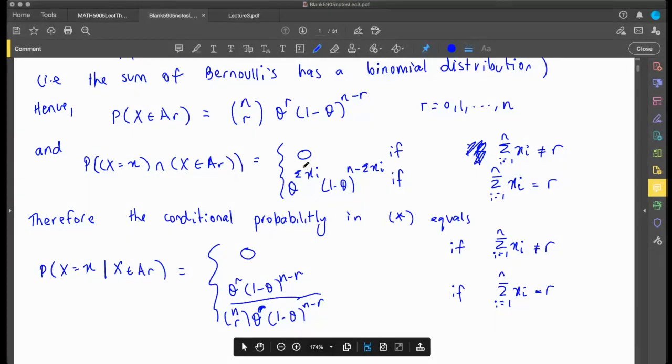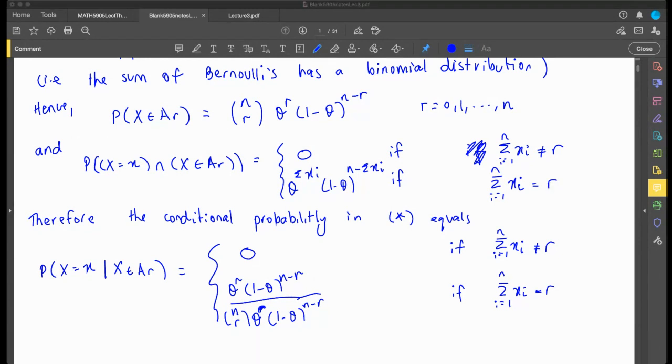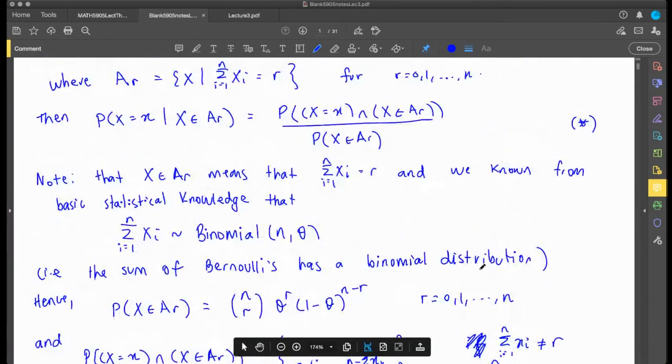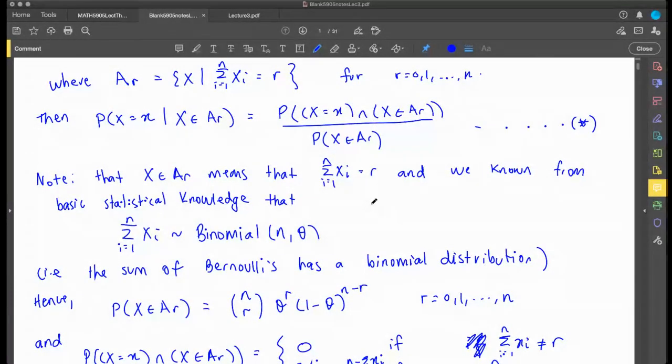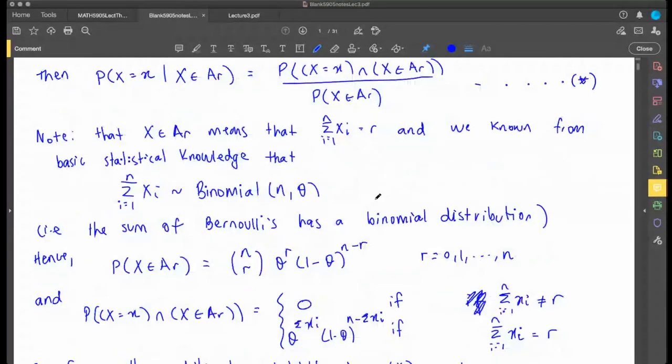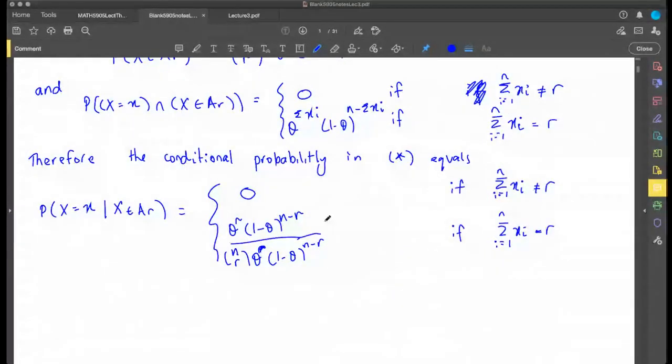Okay, because the sum of the xi's is r in this case, so I can just replace that summation with the letter r. What is the star in this case? That's the equation I just wrote up here. That conditional probability is the star, which we use for the definition of sufficiency.